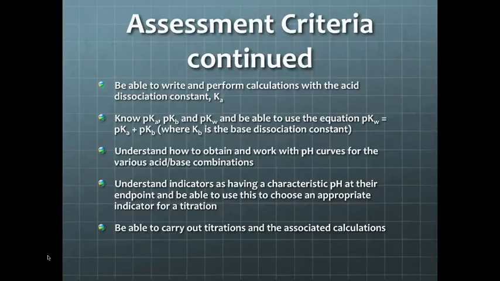Additionally, we'll be able to write and perform calculations with the acid dissociation constant, to know pKa, pKb, and pKw, and to be able to use the equations. We'll be able to understand how to obtain and work with pH curves to choose an appropriate indicator. We'll understand indicators as having a characteristic pH and be able to choose them correctly. And we'll be able to carry out titrations and the associated calculations.